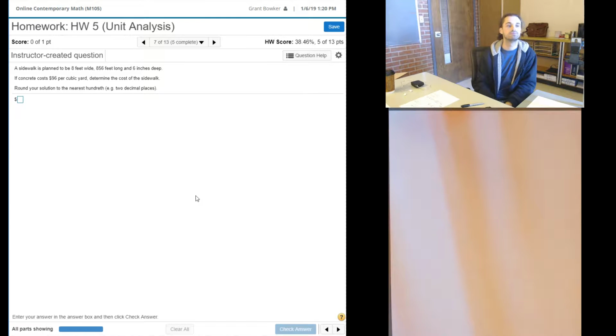All right. A sidewalk is planned to be 8 feet wide, 856 feet long, and 6 inches deep. If concrete costs $96 per cubic yard, determine the cost of the sidewalk.